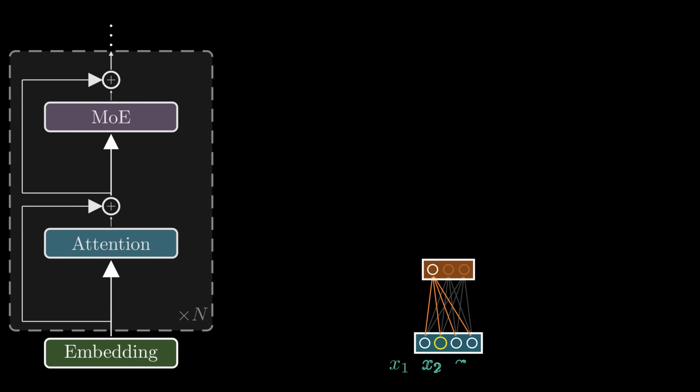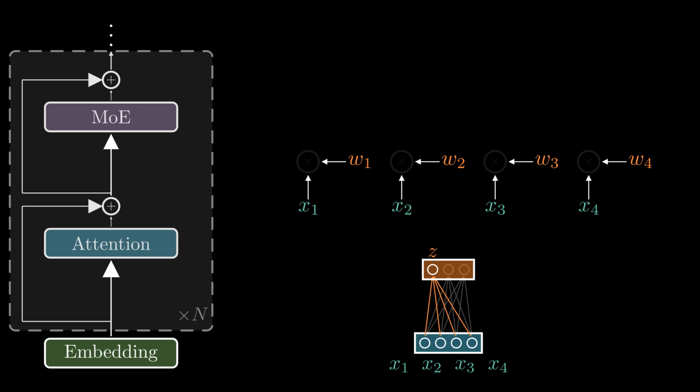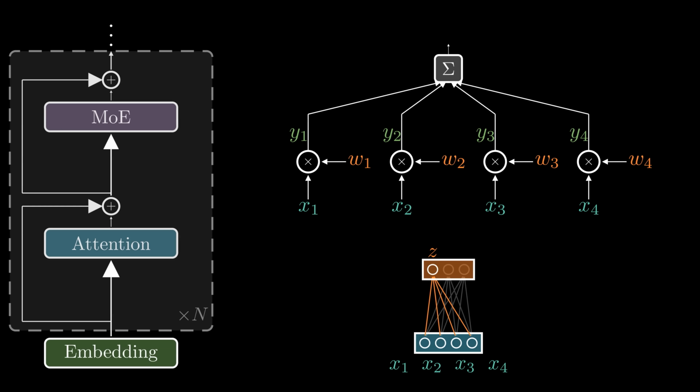Let's denote the input values as x1, x2, x3, and x4, and the output value as z. To compute the output value z, we take each input and multiply it by a learnable weight w. Then we sum them all up. During training, backpropagation calculates gradients: how much the loss changes when we tweak each weight.